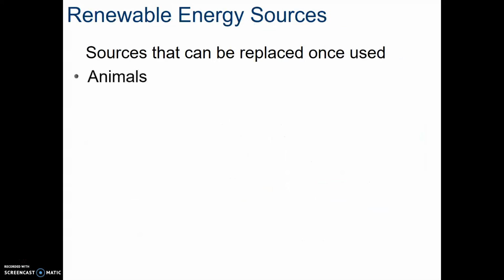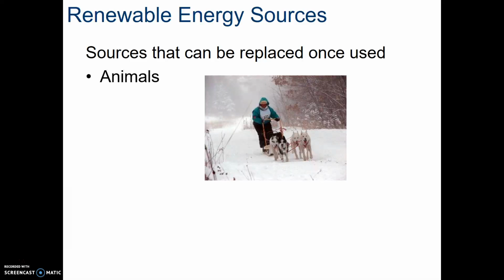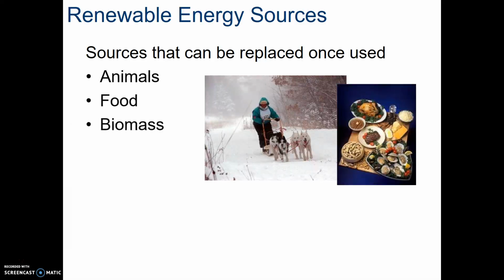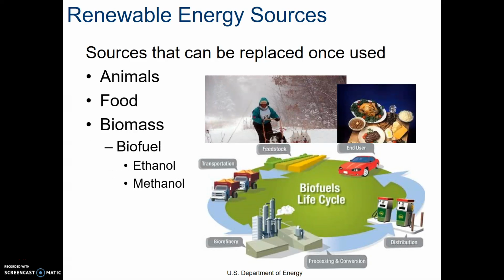Now renewable resources are sources that can be replaced by something, such as animals, food, biomass, and biofuel. These are sources that you have to grow or make. They can renew themselves year after year, but they're not necessarily going to be inexhaustible. Something could happen to the animals, something could happen to the food, the biomass, the ethanol, the methanol production. So those are renewable. You have to recreate them.